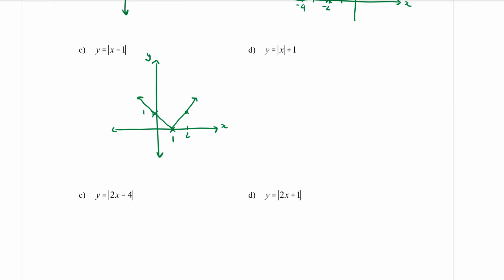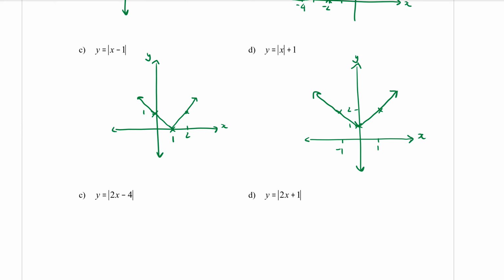Part D, absolute value of x plus 1. Because that +1 is outside of the absolute value, that is going to move my graph up. So my vertex, which usually starts at the origin, is going to be moved up to y equals 1. Okay, I'm going to need to find the steepness, so I'm going to plug in a value on either side of that. If I sub in 1, absolute value of 1 is 1, plus 1 makes 2. So I have that point. Because it's symmetrical, it would be 2 at -1 as well. Okay, and that one's done.